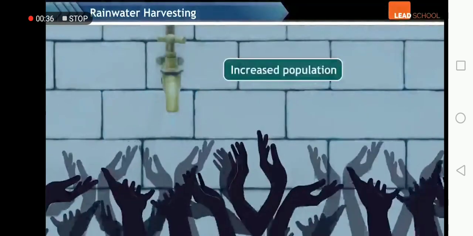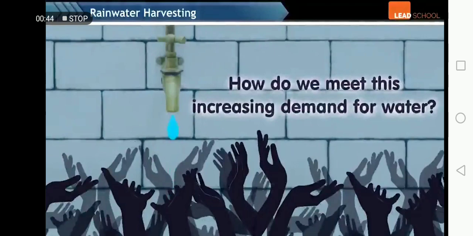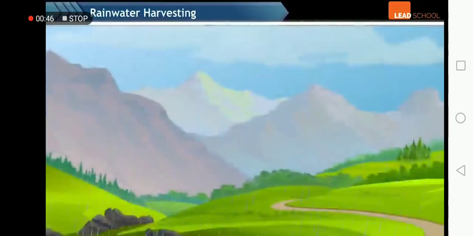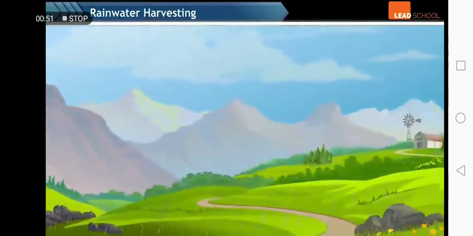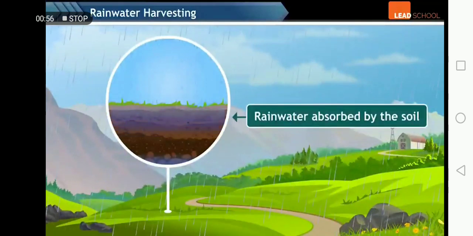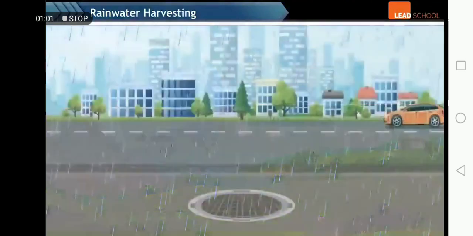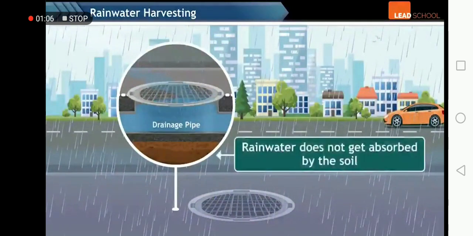The increase in population has led to an increased demand for water. So, how do we meet this increasing demand for water? We know that a large amount of water in most places is received in the form of rain. Rainwater can be easily absorbed by the soil to recharge the groundwater. But when this rainwater falls on the concrete surfaces, it does not get absorbed by the soil, and so most of this water gets wasted.